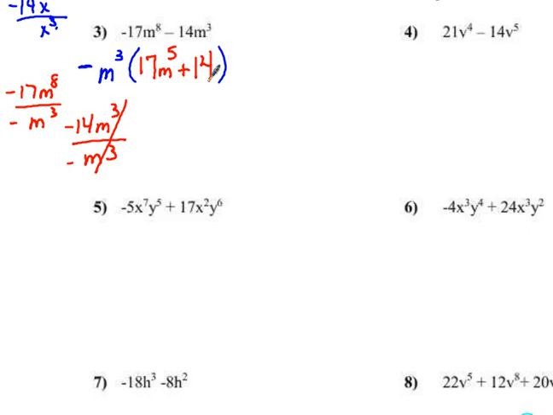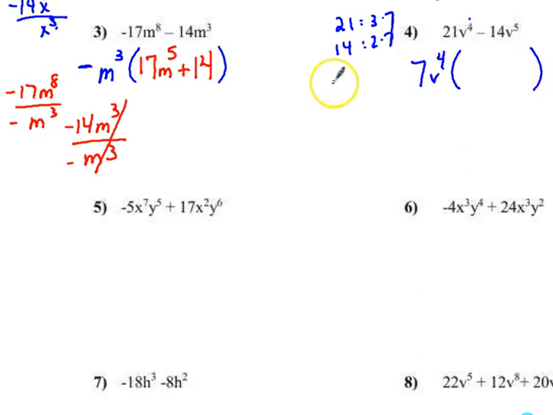Number 4. What's in common? 21 is 3 times 7. 14, 2 times 7. I'm not going to pull a negative out this time because there's no minus sign or negative sign out in front. So, what's in common? A 7. Letter-wise, smallest one, 4, 5. I'm going to pull the 4, so v4.